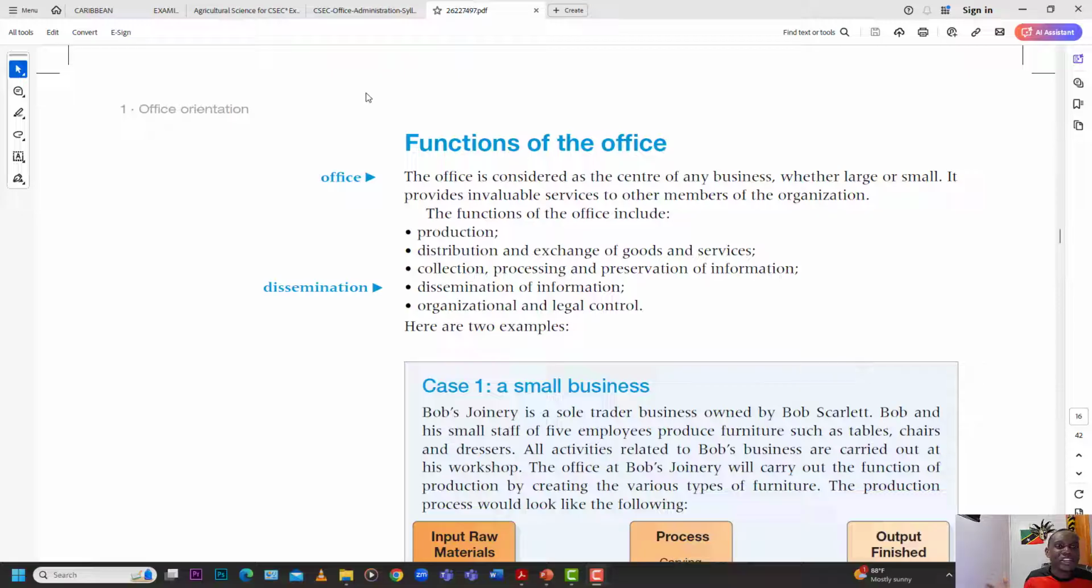Dissemination of information. If you want to know about something, about a company, more than likely you're going to call where? The office. And the office should have the information you need, so they can tell you what you are looking for. They can tell you what is happening.